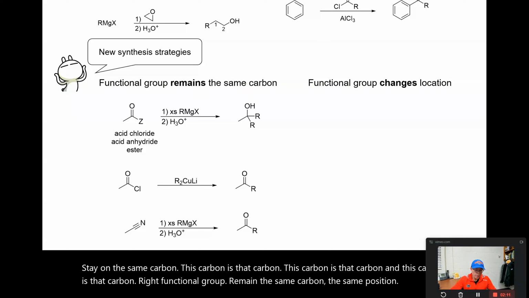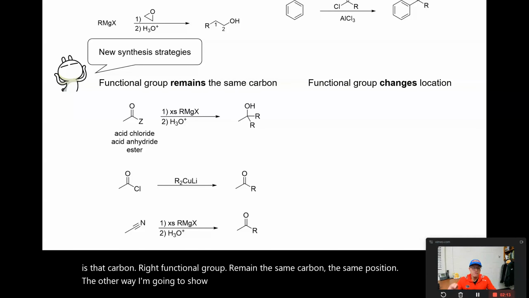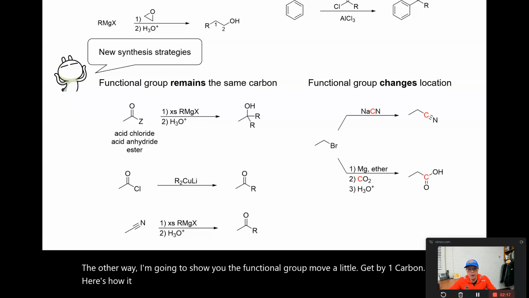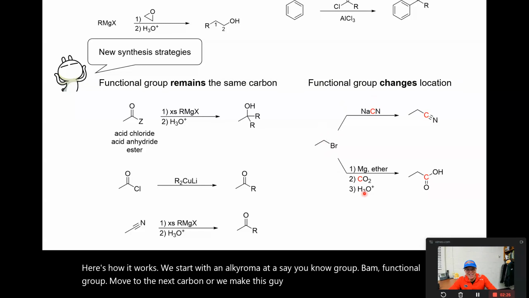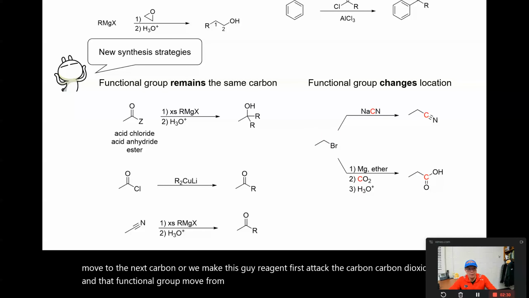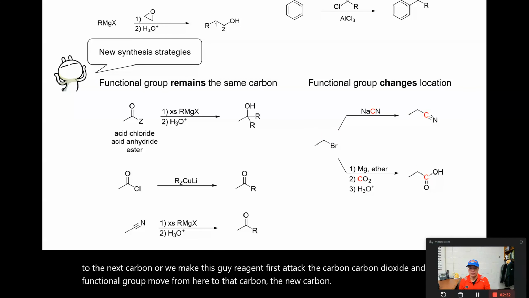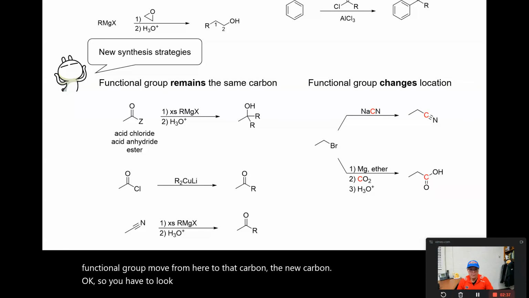The other way I'm going to show you, the functional group moves a little, okay, by one carbon. Here's how it works. We start with an alkyl bromide, add a cyano group, bam, the functional group moves to the next carbon. Right? Or we make this guy a Grignard reagent first, attack the carbon dioxide, and that functional group moves from here to that carbon, the new carbon. Okay, so you have to look out where the functional group goes.